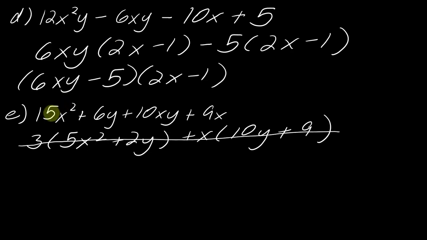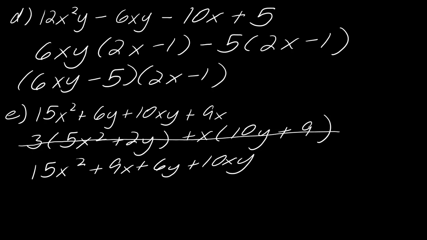What would happen if we were to rewrite this? You have to just make a guess as to what would be the best way to do that. So let's say that I want to put the two terms that have y's together and then the two terms that just have x's together. Let's see if that changes anything. So I'm going to rewrite this as 15x squared plus 9x plus 6y plus 10xy.